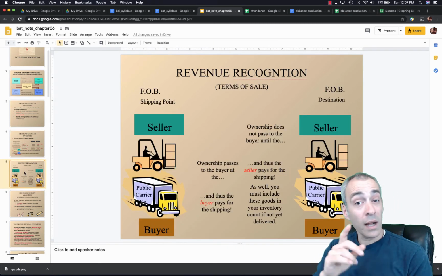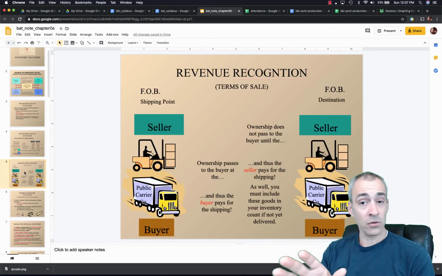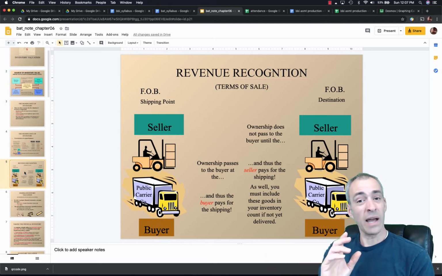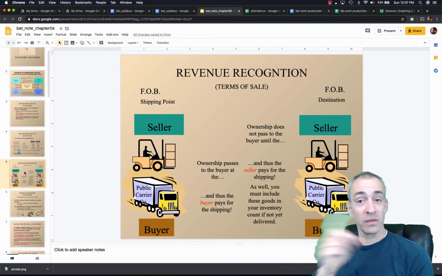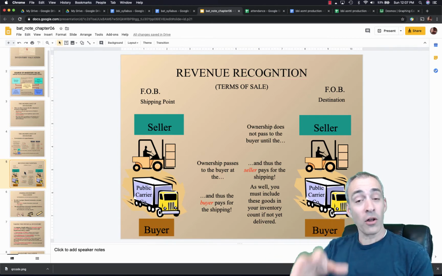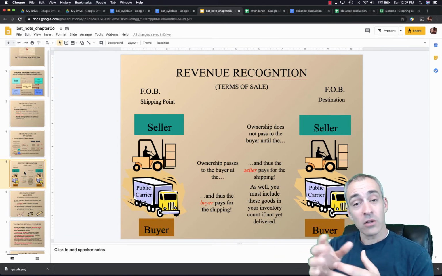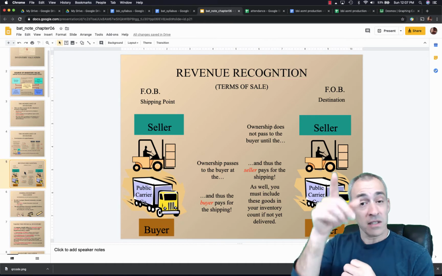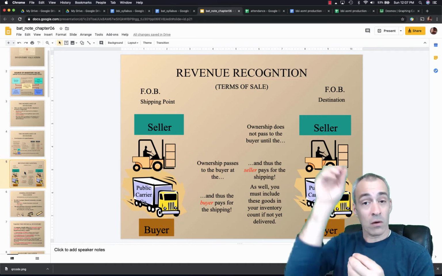Got it? So next slide. This is not new. This is review. We did it with revenue recognition. The only thing you have to remember on this slide is when legal title changes. So on the revenue side, if you sell goods FOB destination, you haven't earned the revenue until they arrive.